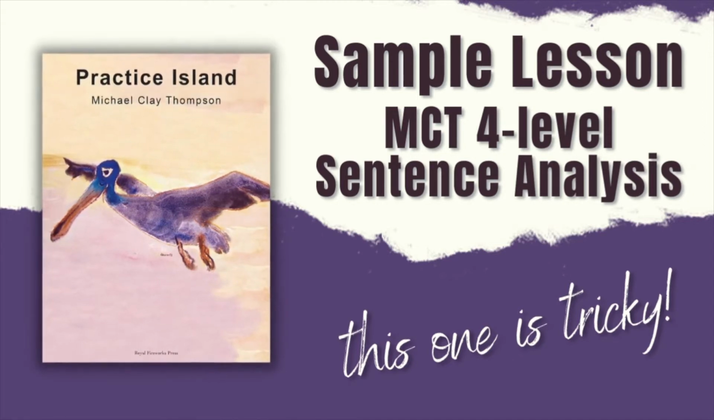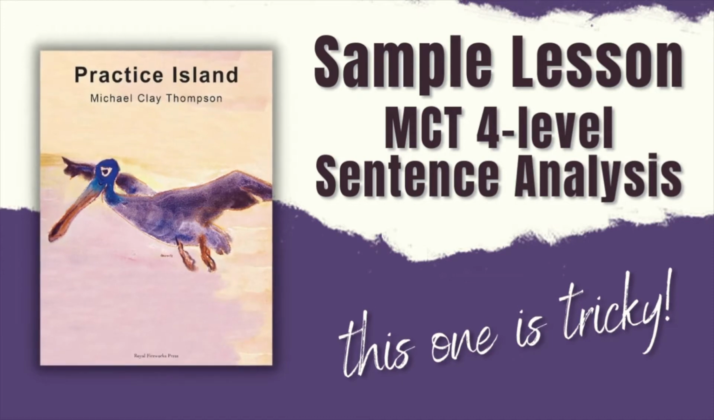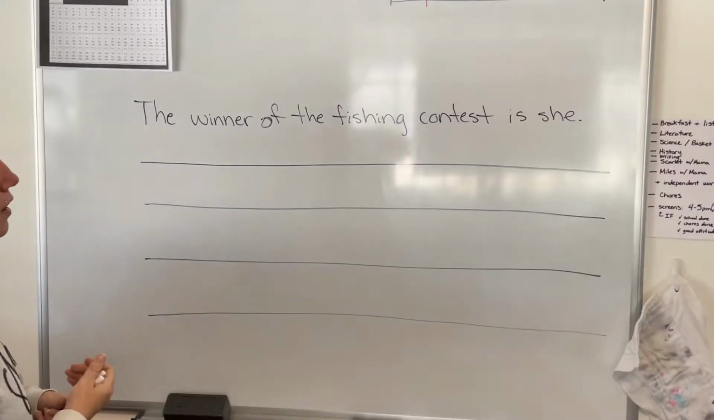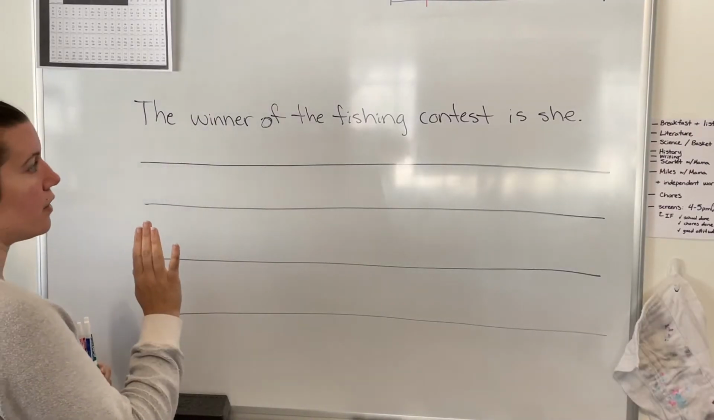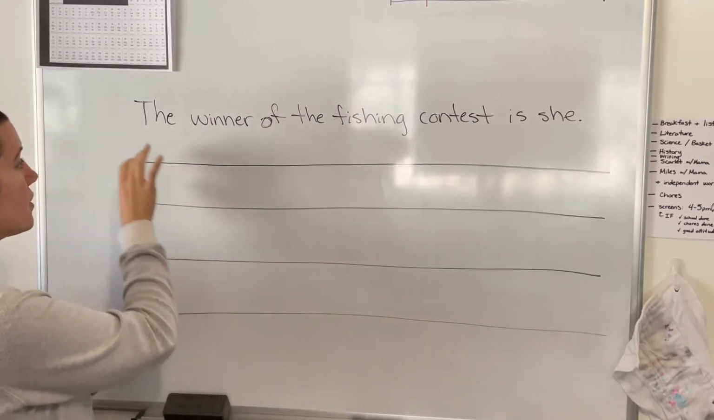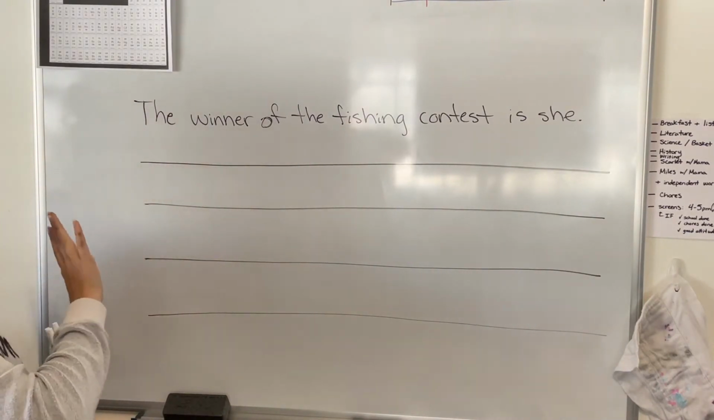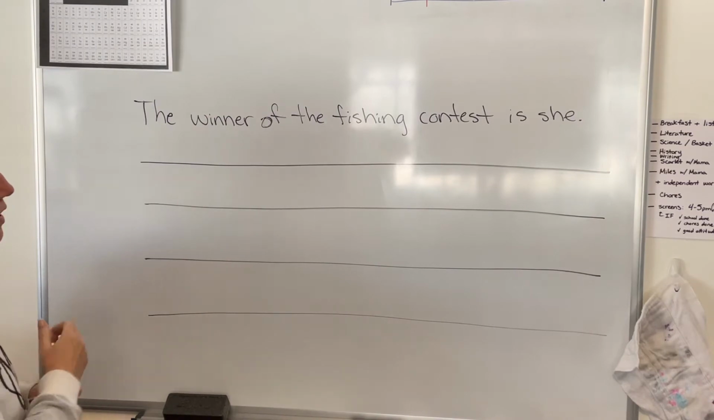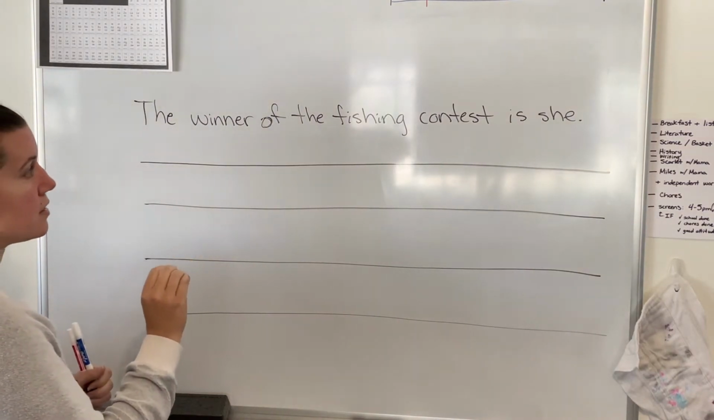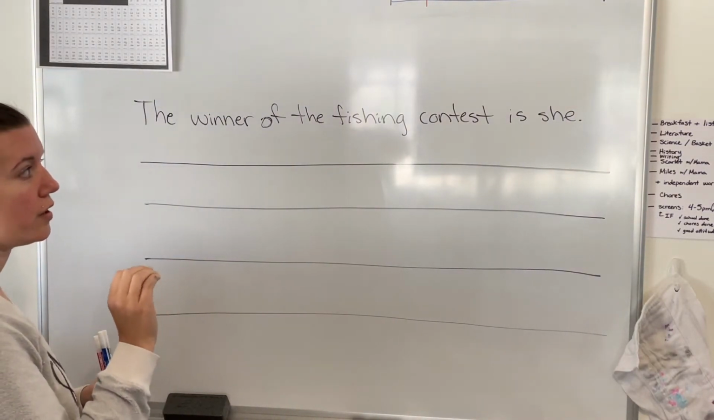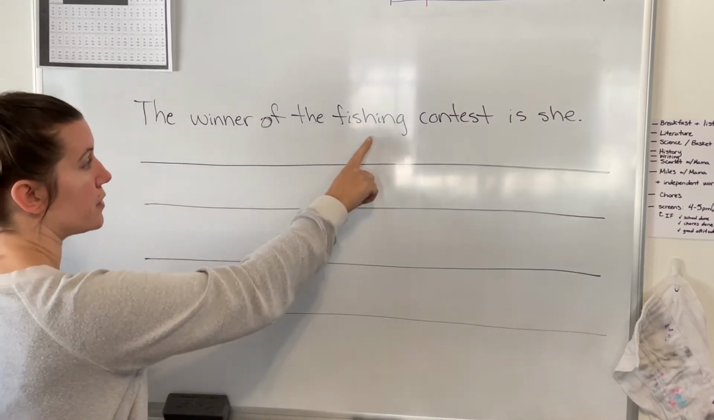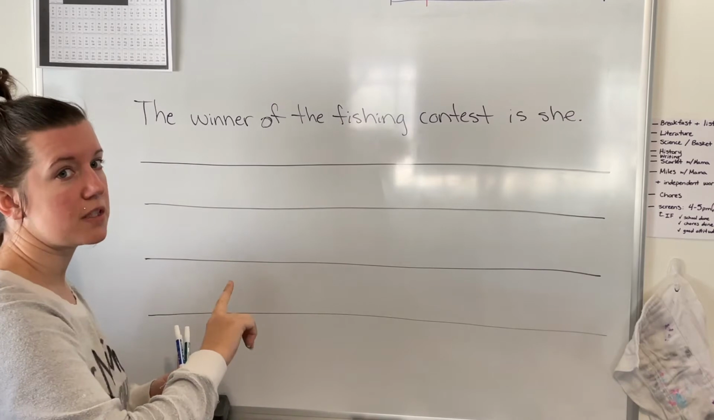how I teach a really tricky 4-level sentence analysis from Michael Clay Thompson. Okay, so we'll start with finding all of our parts of speech. That's the first level of the 4-level sentence analysis. So this one is kind of tricky because it's not super clear what all your nouns are and your verbs. We have things like verbals that are used as different parts of speech.